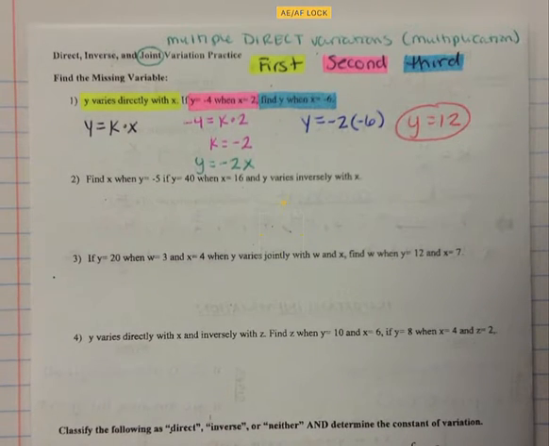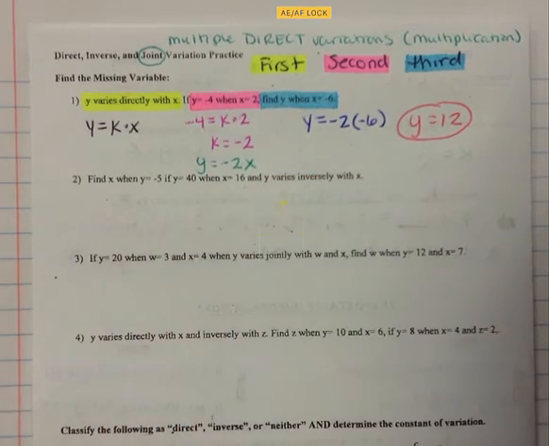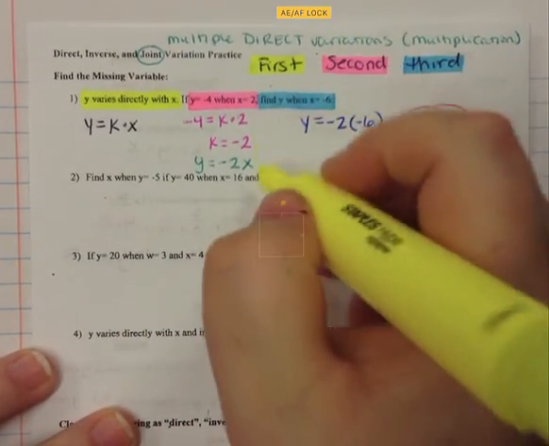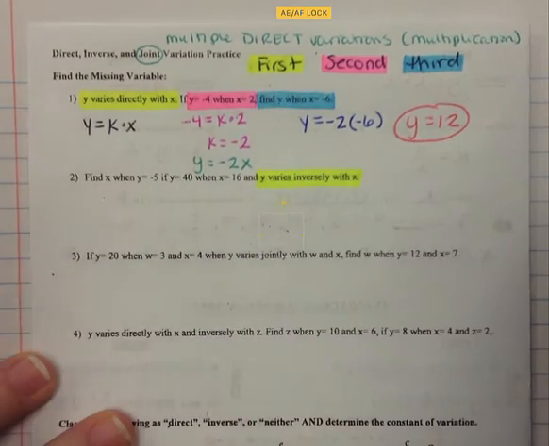On example 2, again, we have to first find what varies and how it varies. So that's always our first step. It says find x when y equals negative 5 if y equals 40 when x equals 16 and y varies inversely with x. That first thing we want to find is how it varies. Find that word varies and then find one of those three words: direct, inverse, or joint. So it says y varies inversely with x. That's our first thing.